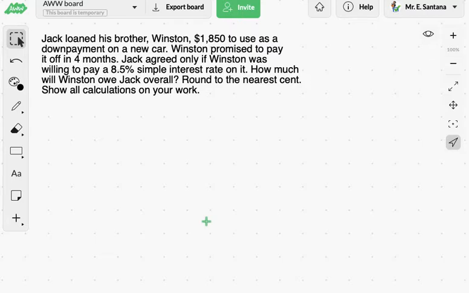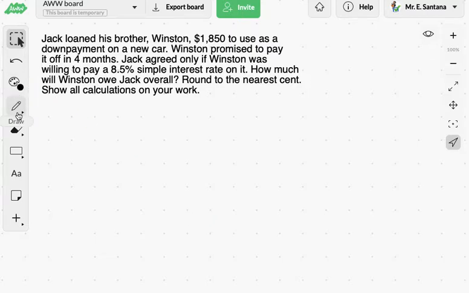So here we go. Jack loaned his brother Winston $1,850 to use as a down payment on a new car. Winston promised to pay it off in 4 months. Jack agreed only if Winston was willing to pay an 8.5% simple interest rate on it. How much will Winston owe Jack overall? Round to the nearest cent and show all calculations on your work.